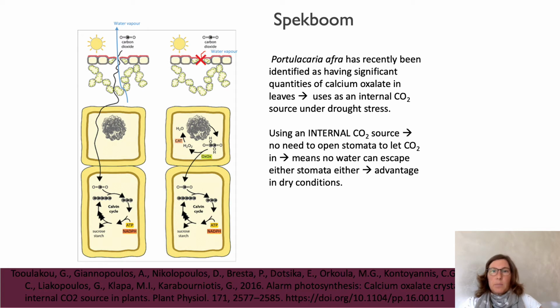So how does this relate to spekboom? Spekboom has recently been found to have extremely high quantities of calcium oxalate in the leaves. The reason is it uses this as an internal carbon dioxide source under drought stress, because it means that it doesn't need to open its stomata to allow an exchange of gas, which would simultaneously cause a loss of water. So by shutting the pores in the leaves and using this as an internal carbon dioxide source, it is extremely advantageous in dry conditions.